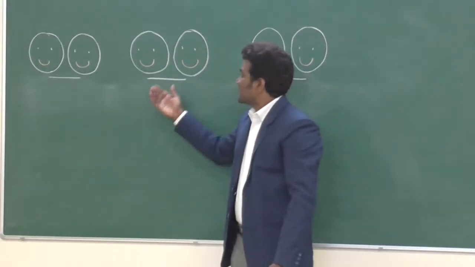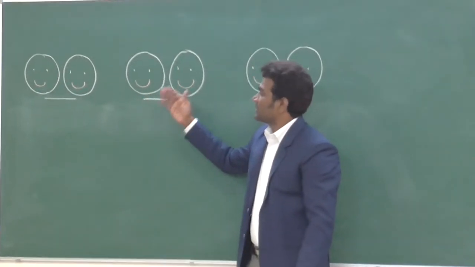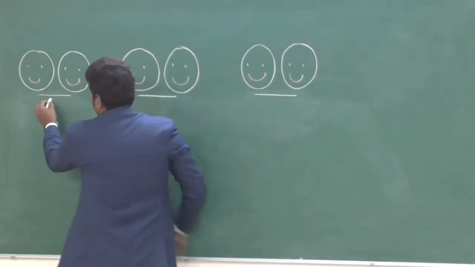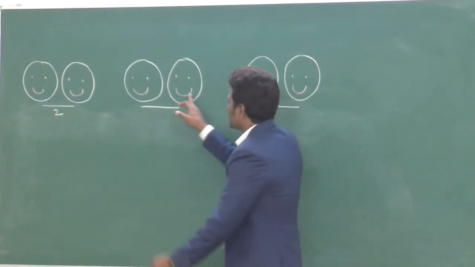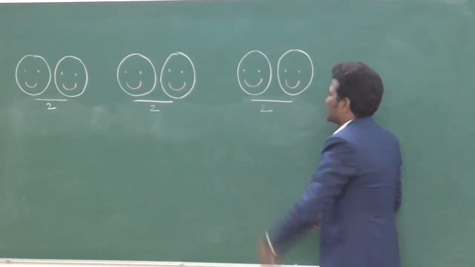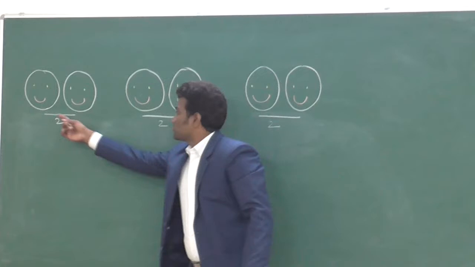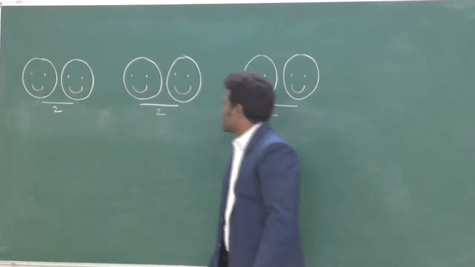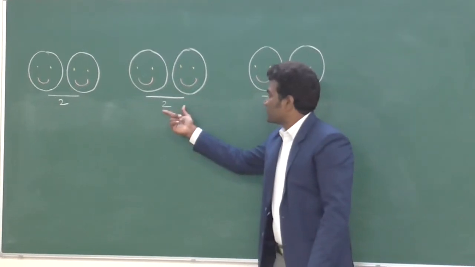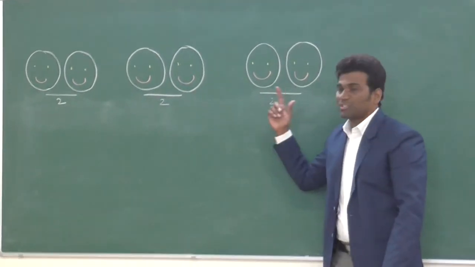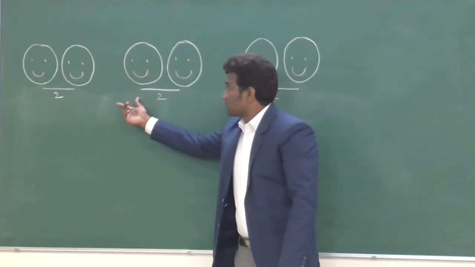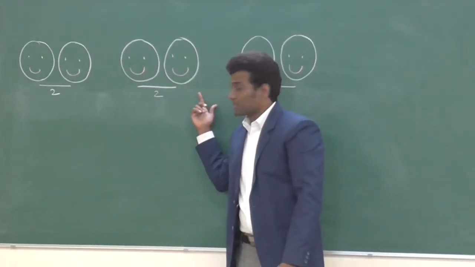How many smileys in each set, or you can say each group? 1, 2, 1, 2, 1, 2. I have 2 smileys in each group. So, I have 3 groups of 2 smileys each.